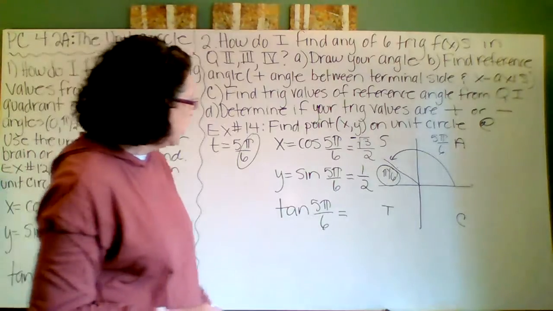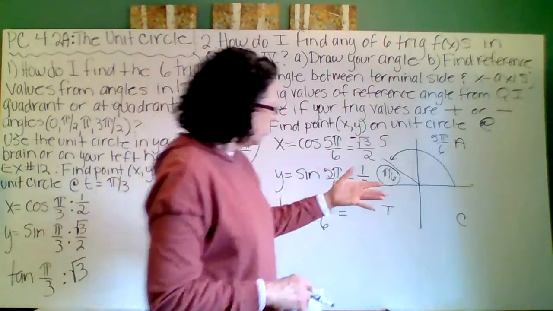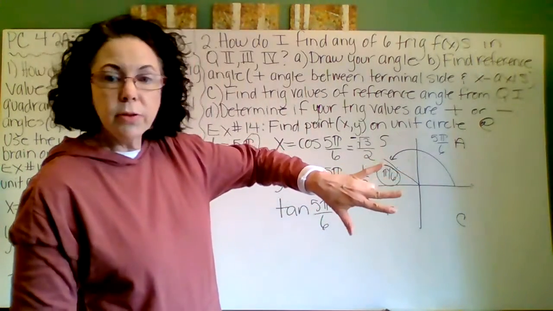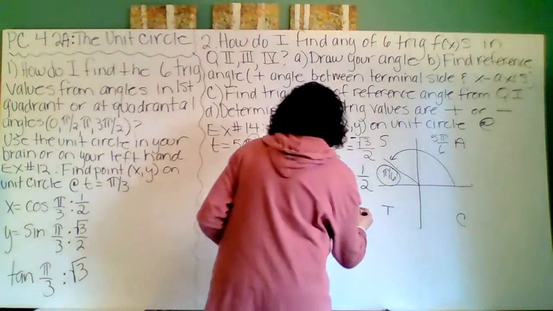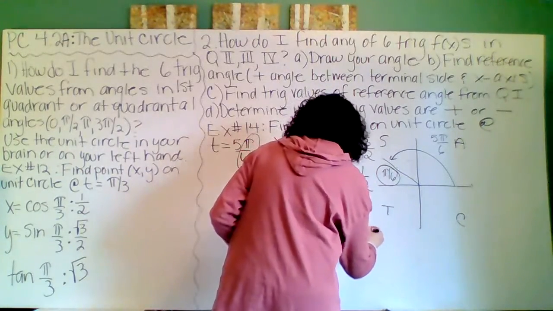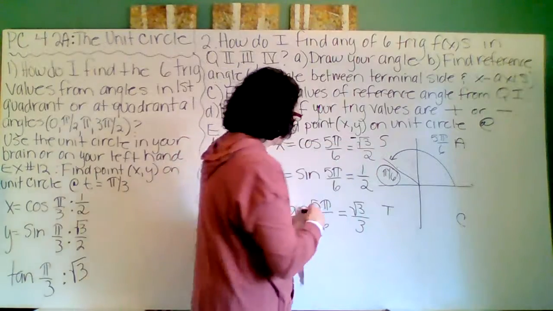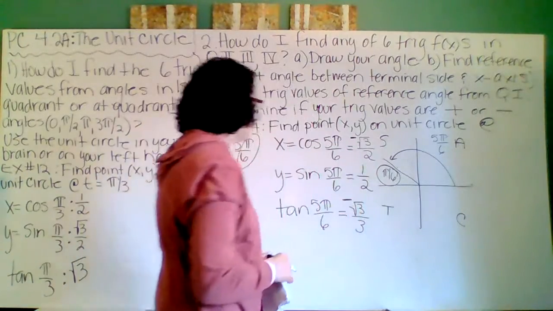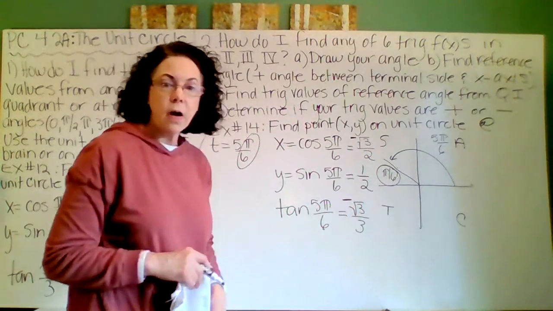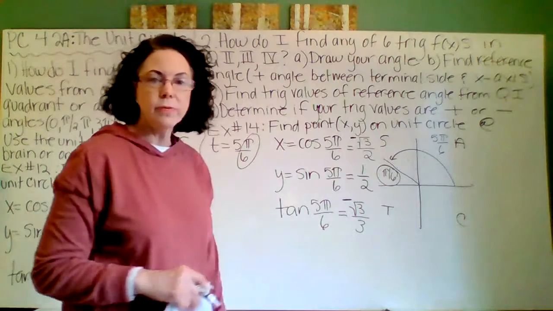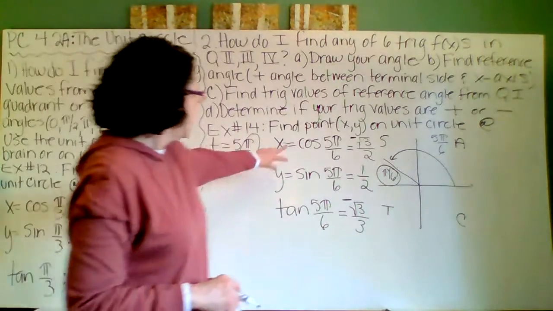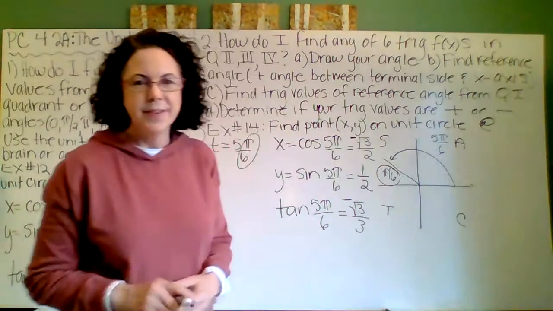So tangent of pi over 6, right, is the square root of 3 over 3. And tangent is sine divided by cosine, which is a positive divided by a negative. And so it is negative. I could also get the other 3 reciprocal functions just by taking the reciprocal values.